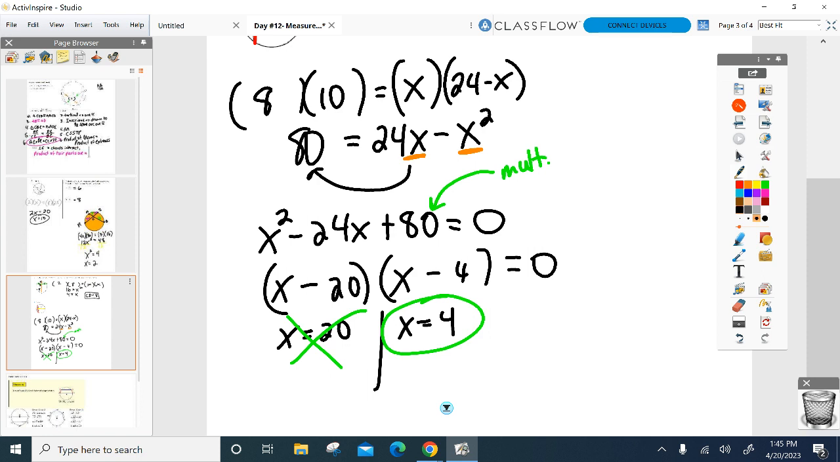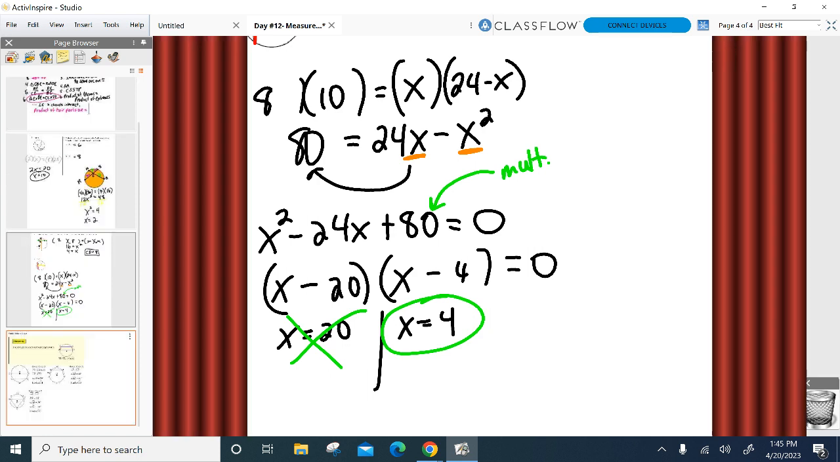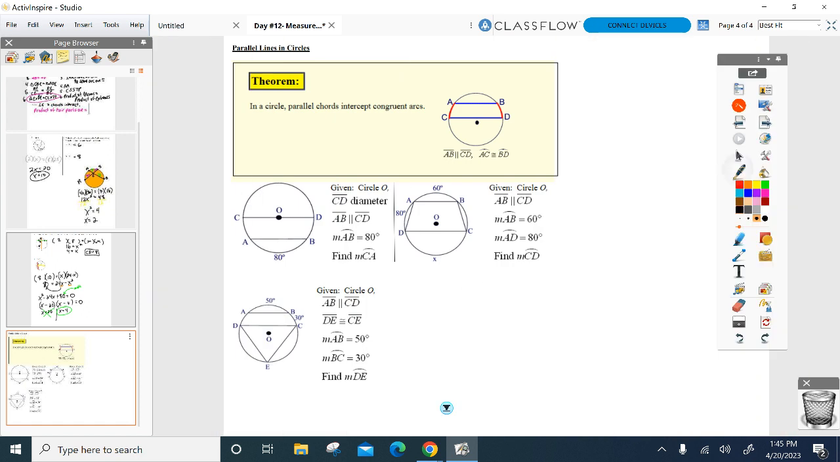Last thing I got to do with you today. I didn't know where to put this theorem because it certainly didn't belong in the second section with all the angle facts. But since we're dealing with chords today, I felt, hey, why don't I put it in with a chord day? Because it does involve a chord. And here's what it says. Hey, you got two chords.